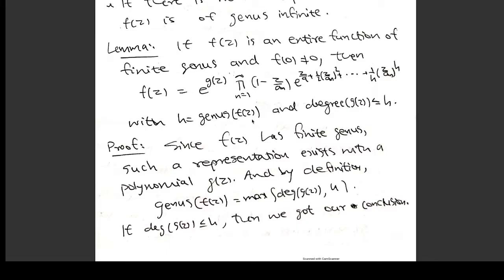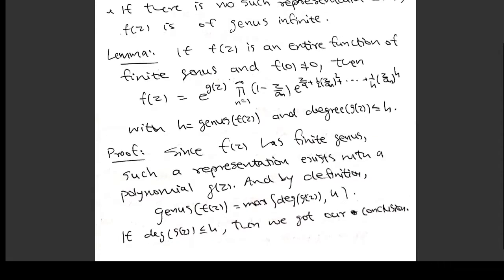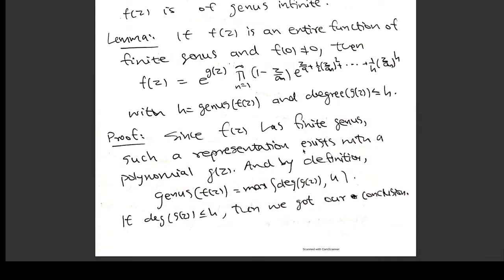So the idea is that one side is trivial. If you have such a representation like this, then you know that the maximum of the degree of this polynomial and h is the genus. So if you have such a representation, then by definition itself genus is h itself, and degree of this is less than or equal to h. So what happens in the general case? How do you obtain such a representation?